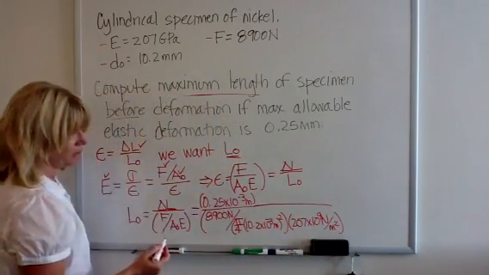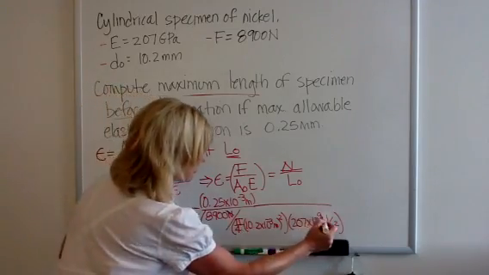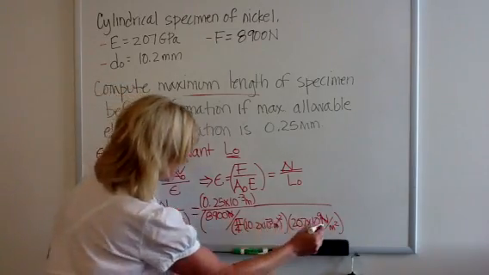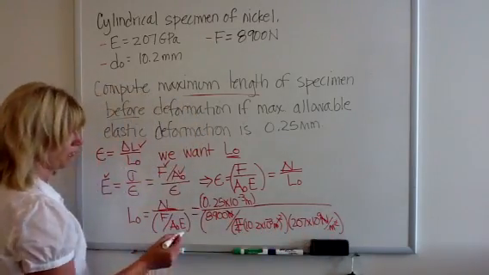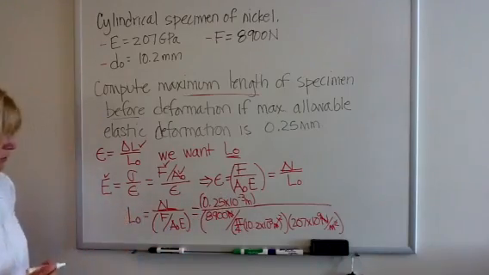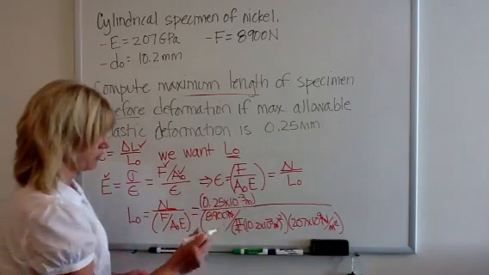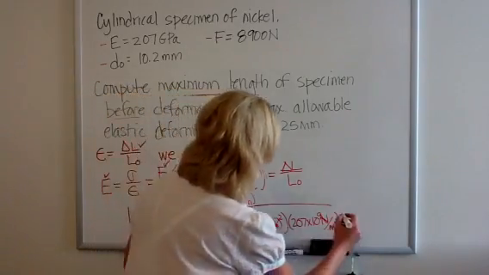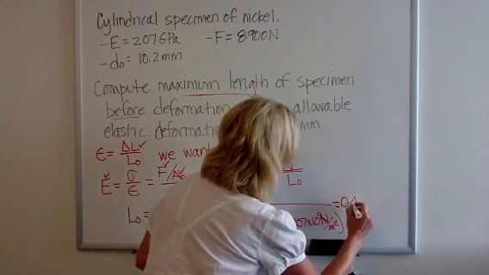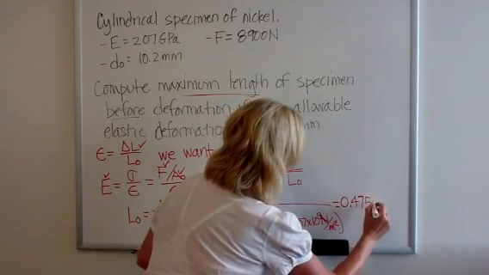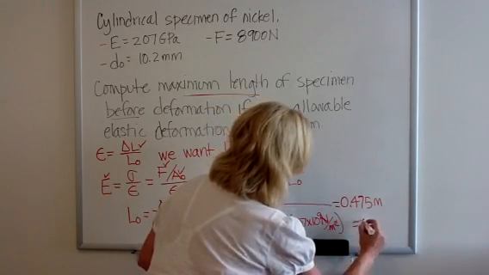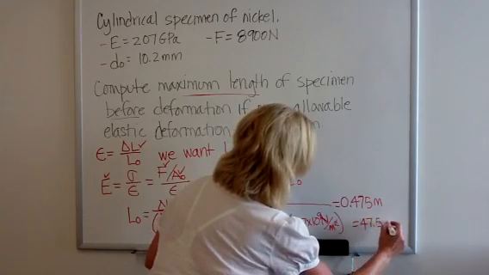Checking the units, I've got newtons over newtons, which is 1. I've got meters squared over meters squared, which is 1. I end up with meters, which is what I need. Cranking through all the numbers carefully, I get that this is equal to 0.475 meters, or 47.5 centimeters.